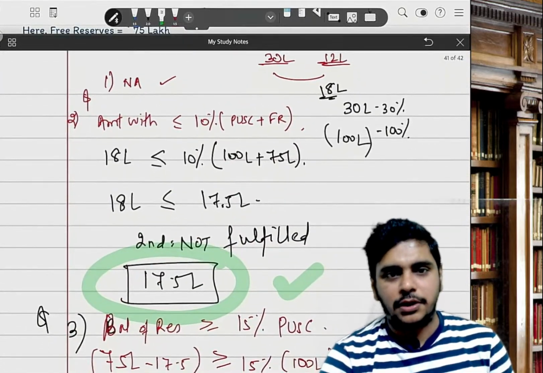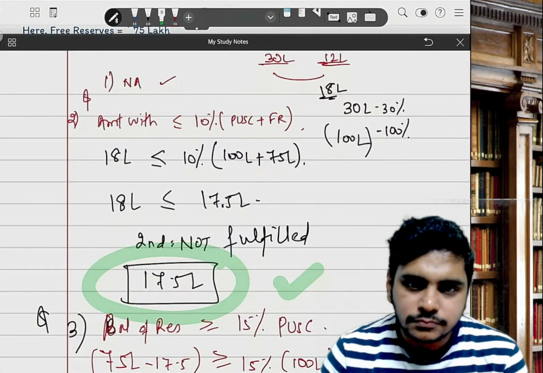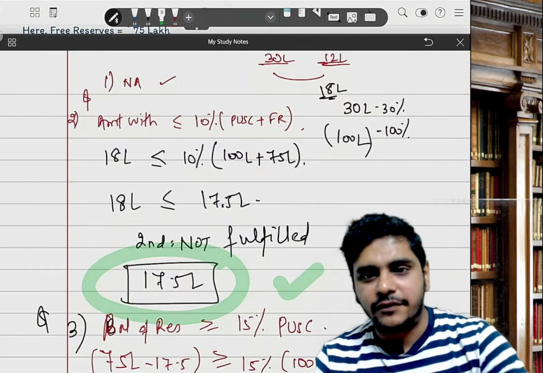Is rule 3 now clear guys? Rule 3 clear? Entire dividend chapter clear?